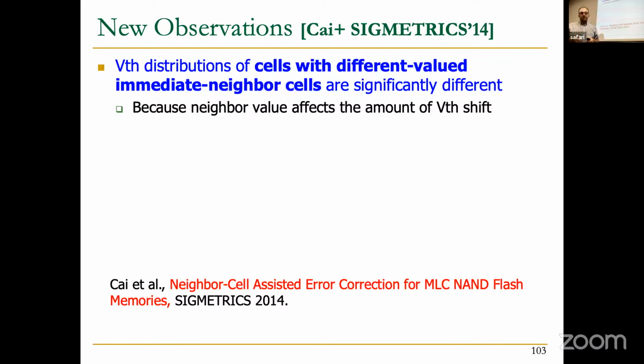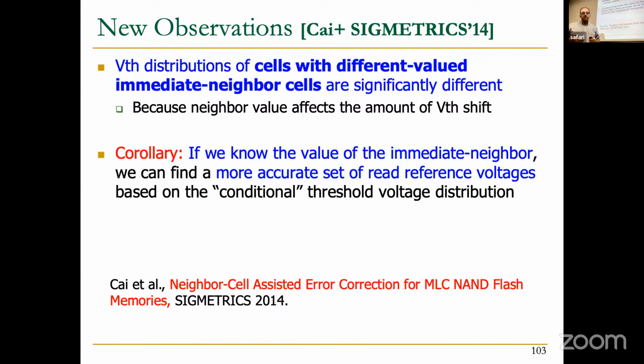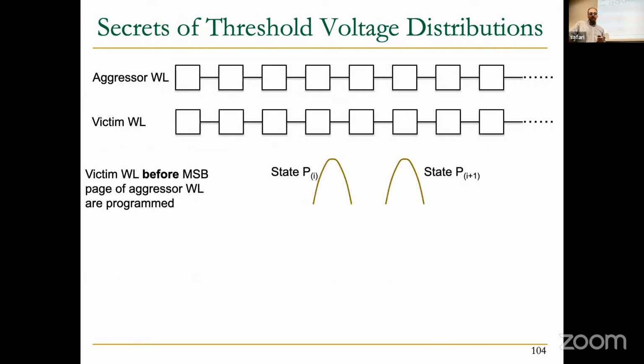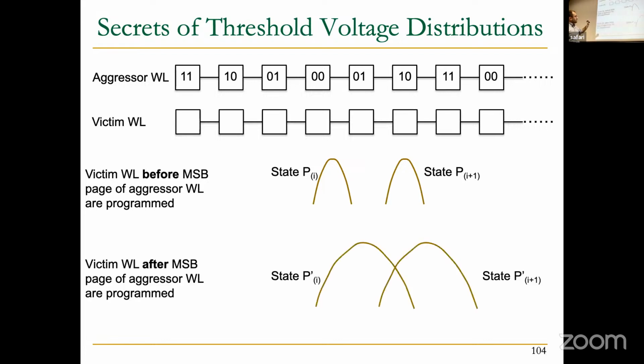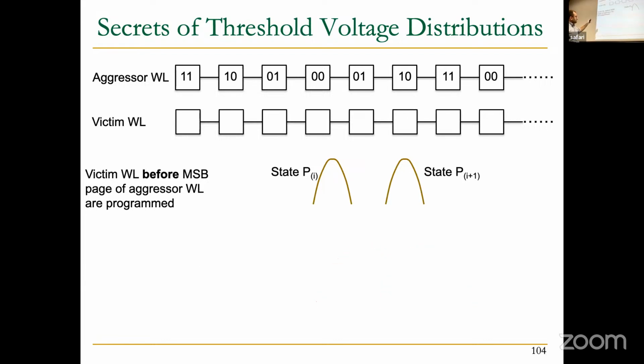predict the threshold voltages. Our insight is that if we know the value of the immediate neighbor, we can find a more accurate set of read reference voltages based on the conditional threshold voltage distribution. So here is an example. We have this aggressor word line, and we have this victim word line, right? So this is the victim word line before the MSB page of the aggressor word line is programmed.